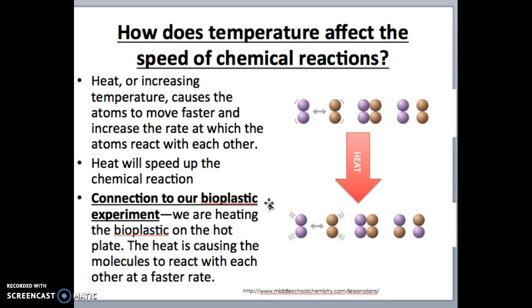Now, this connects to our bioplastic experiment because for the ingredients for the bioplastic to turn into the bioplastic, you have to add the heat. If you just mix the chemicals and the materials together and you just let it sit there without heat, it actually doesn't have enough energy to create that bioplastic. We have to add that heat so there's enough energy for those atoms and molecules to kind of bump into each other and to cause new changes in the arrangement of the atoms. Yep, and that's it.